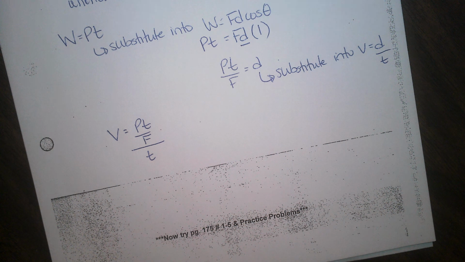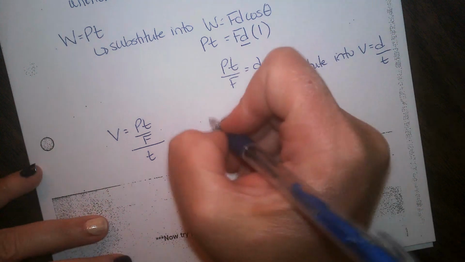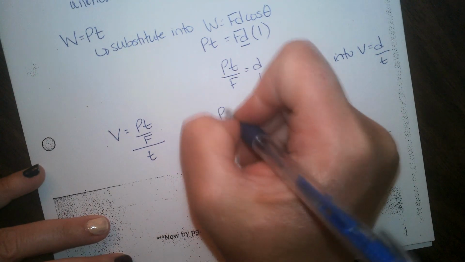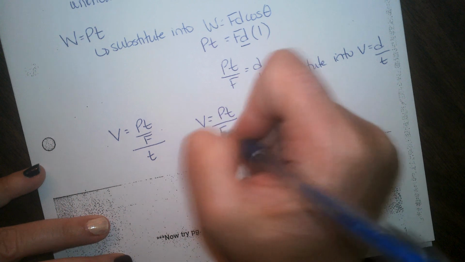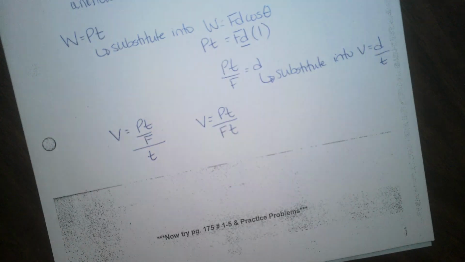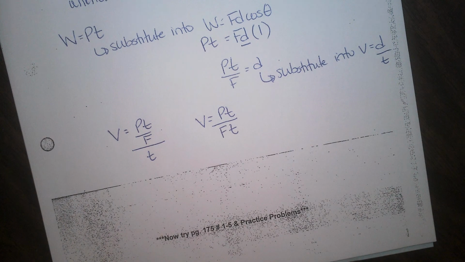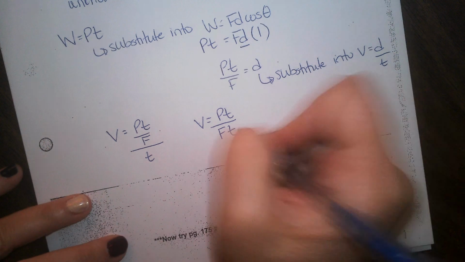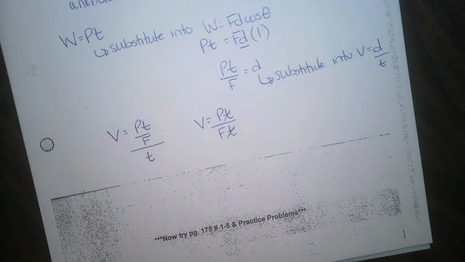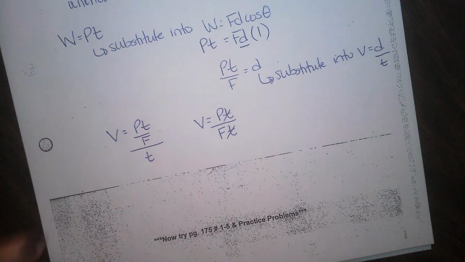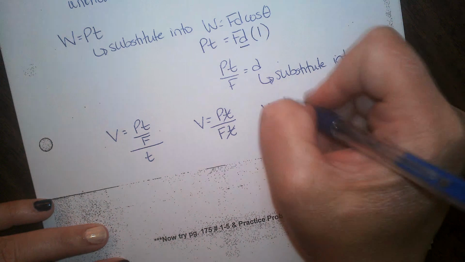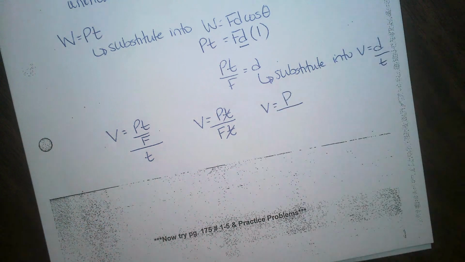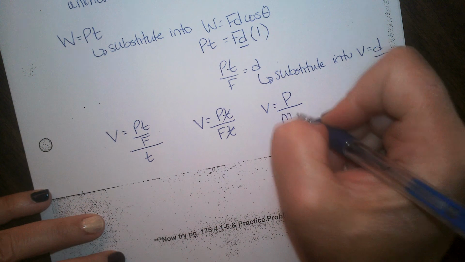So when we look at this, let's just rewrite this. Velocity is equal to PT over FT. I just put it so that it's 1 over something. What do we see happens to time? Cancels out. So now are we worried about time? No. Velocity is going to be equal to power over, and we just said that force is calculated through mass times gravity.